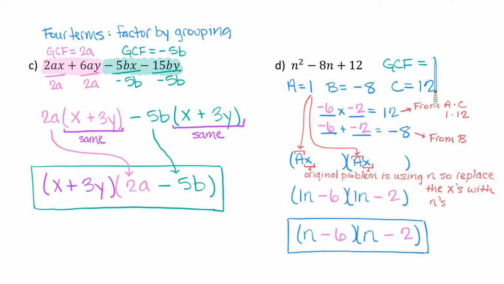Here, our GCF is 1, so we don't have to factor anything out. Go straight into identifying A, B, and C. Do your number game, your double axe hippo butts, and then the numbers we found were -6 and -2.